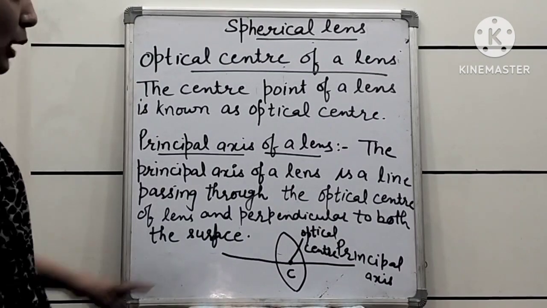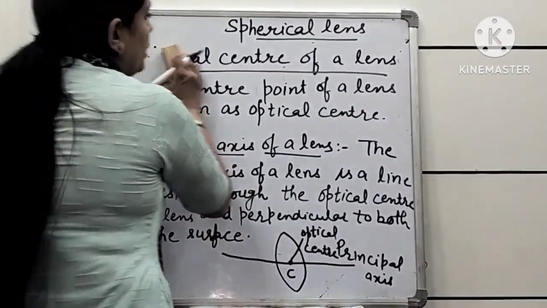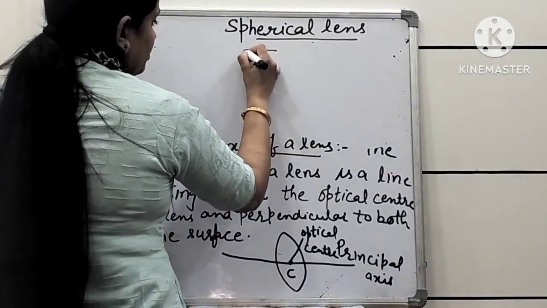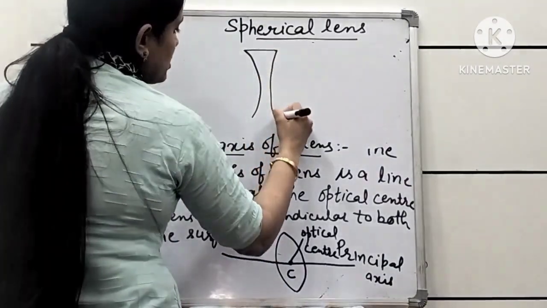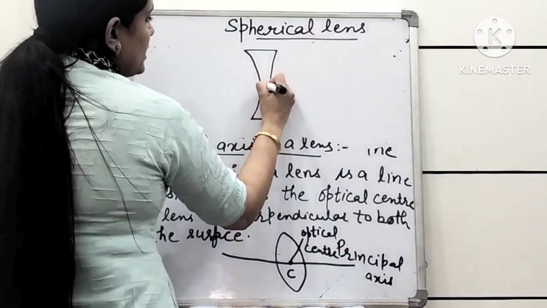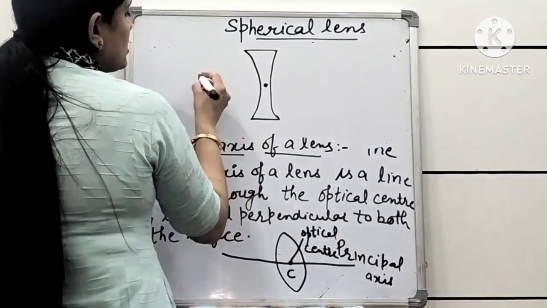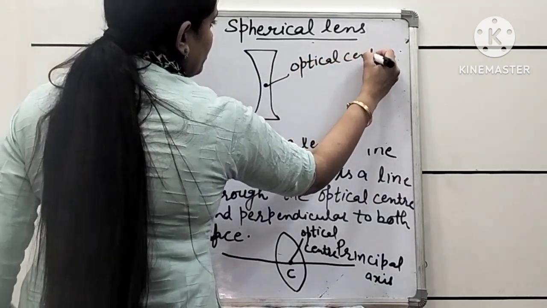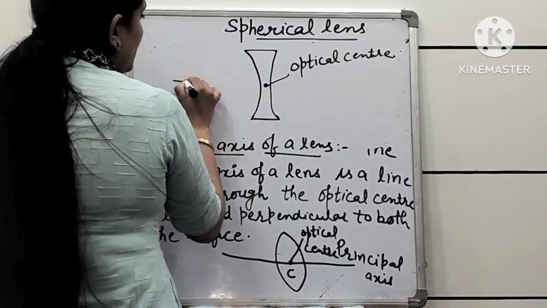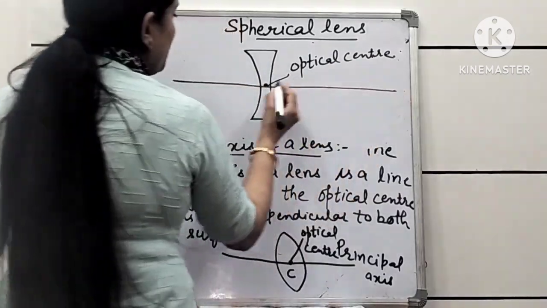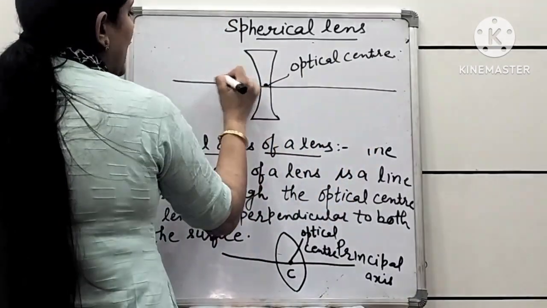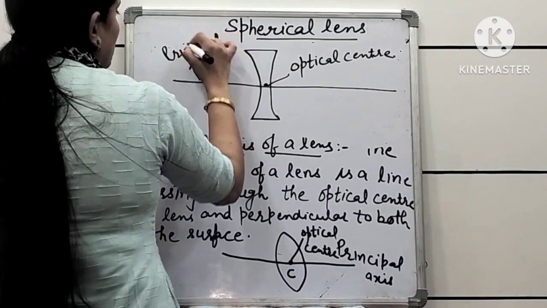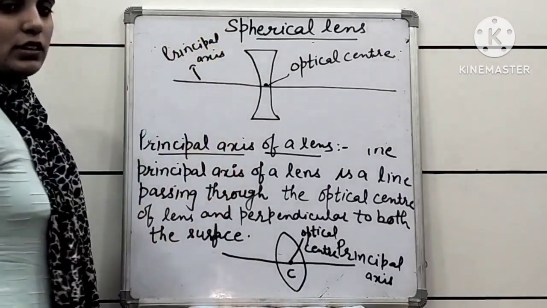Same as in the concave lens, the center of the lens is known as the optical center, and a straight line passing through the optical center and perpendicular to both these surfaces is known as the principal axis.